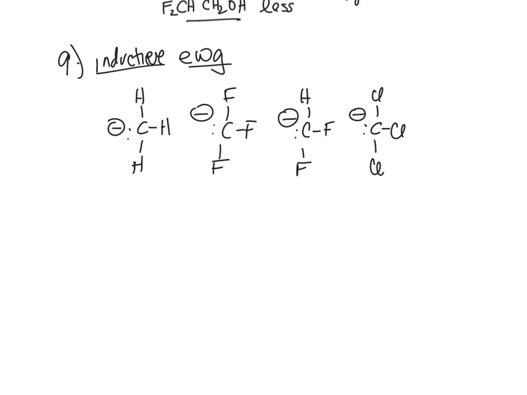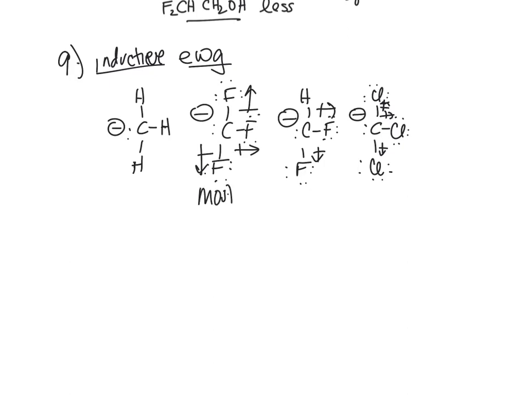Draw dipole arrows for each of the polar bonds in the following cases. Okay, the first one does not. We don't draw between carbon and hydrogen. We assume in organic chemistry that they're essentially the same. Here, carbon and fluorine, we would draw that dipole arrow. Here we would draw one dipole arrow. Here you could just draw a littler one because it's less than the fluorine.